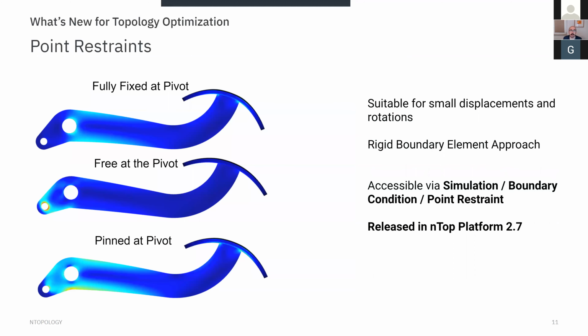Next up, we have the addition of point restraints. This was added in nTop platform 2.7, which was only a couple of weeks ago if we think about it. And this one allows you to add in some additional capabilities. If you want to have, say, a joint that is able to rotate somewhat freely about a given axis, we can see the difference in performance of that part here by having the accurate boundary conditions available.